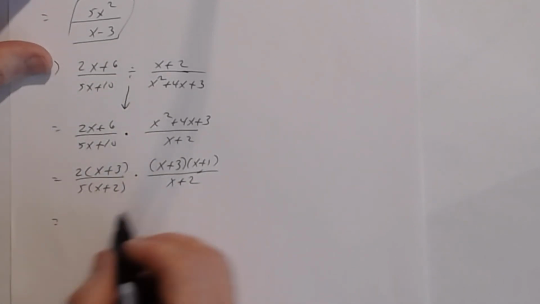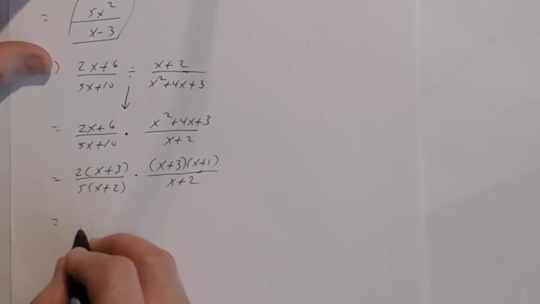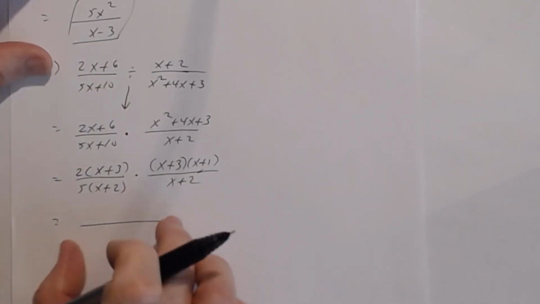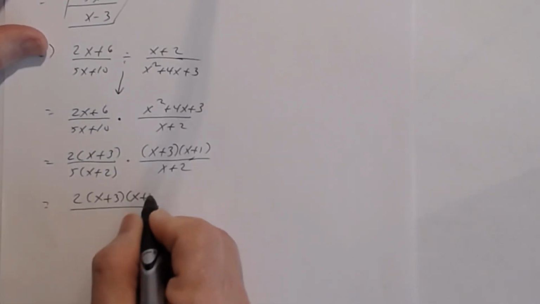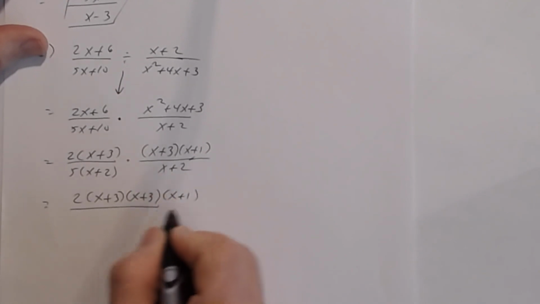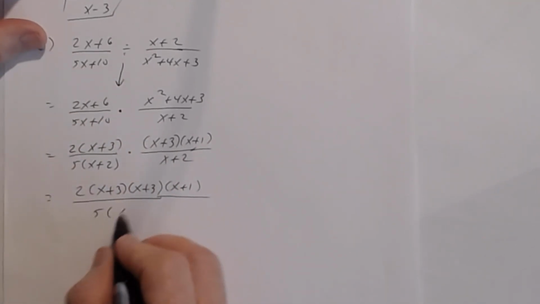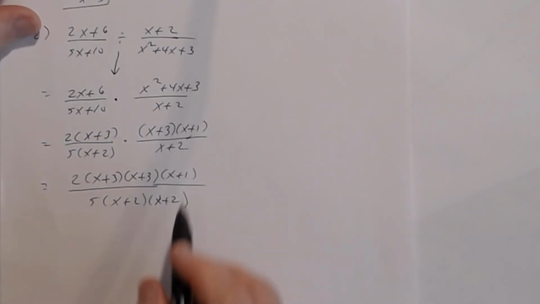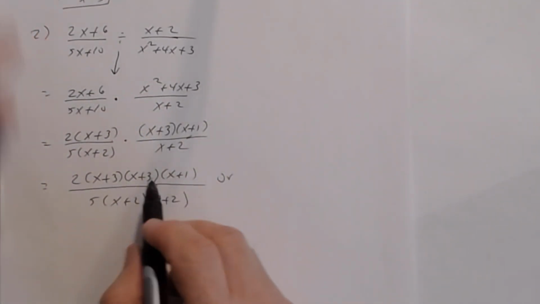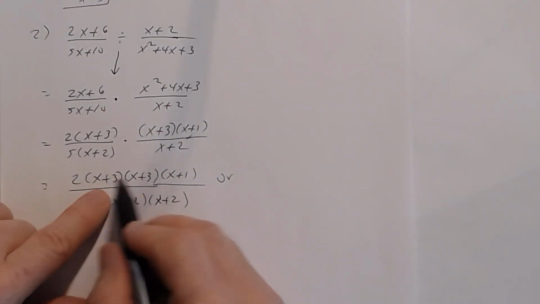And so then you would just say, well, since there's nothing to reduce, the answer is going to be written as one fraction. You're going to say 2 times x plus 3 times x plus 3 times x plus 1 divided by 5 times x plus 2 times x plus 2. Now, you can also write this as this, just to let you know. You see how you have two factors of x plus 3?